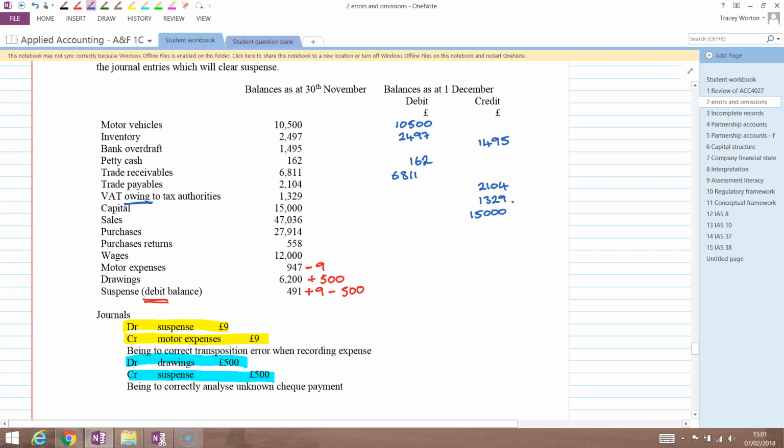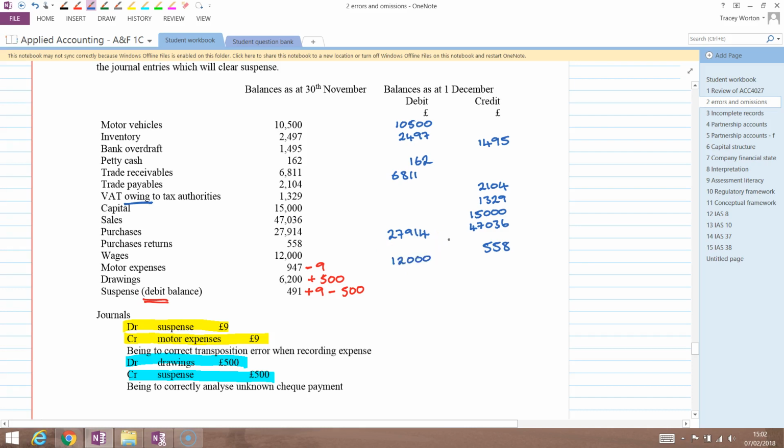Sales is an income and as such will be a credit entry of 47,036. Purchases is an expense, so it will be a debit entry of 27,914. We then have our purchase returns, so purchase returns reduce purchases, so they're effectively a negative against the debit, so they will actually be recorded as a credit entry of 558. Wages as an expense is 12,000 debit.